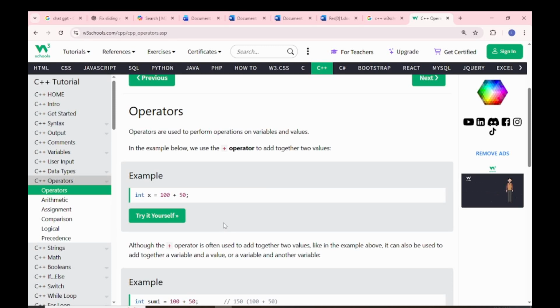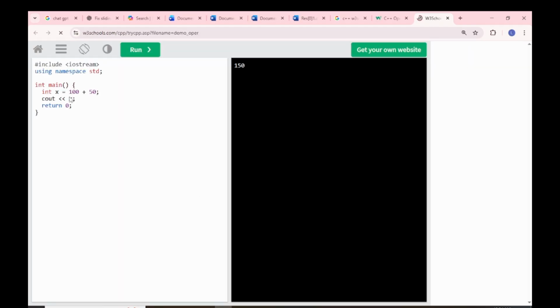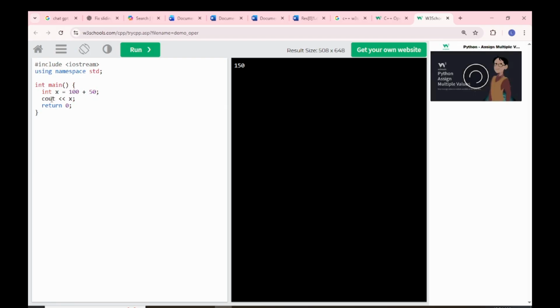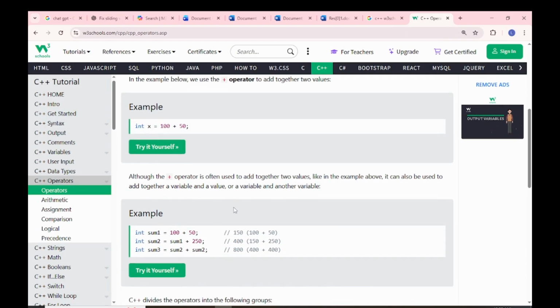Hello everyone. So in this video we will start from operators. Operators in C++ are used to perform operations on variables and values. In the example below, we use the plus operator and add together two values. So if you see here, integer x equals 100 plus 50, cout x, return 0. Okay, so I hope you understood, guys.